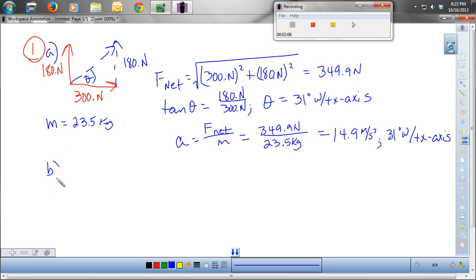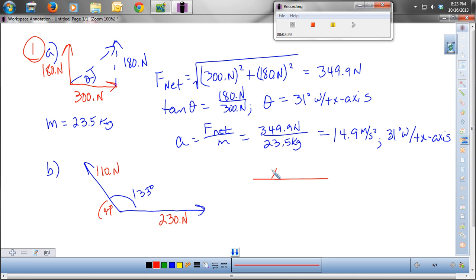Part B says that I have two forces that look something like this. This is 133 degrees. That makes this angle 47 degrees. I know that this is 110 newtons. I know that this is 230. So I'm going to make an XY chart because I don't have any right angles, so Pythagorean theorem won't do me a bit of good.